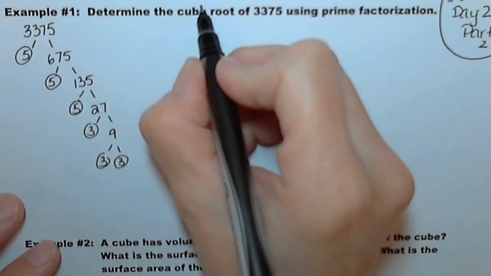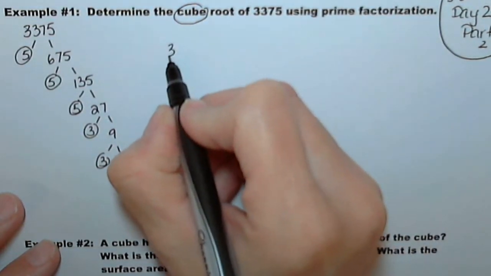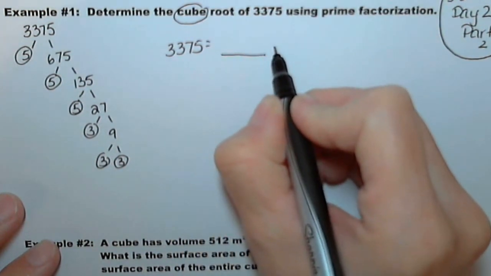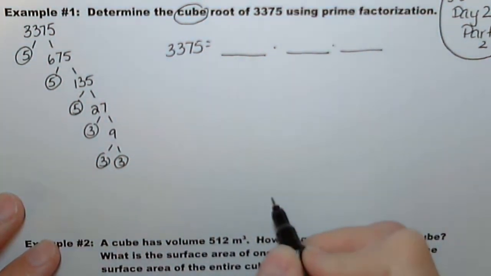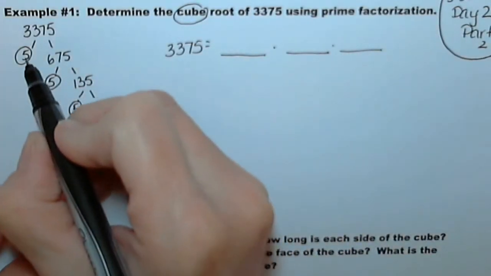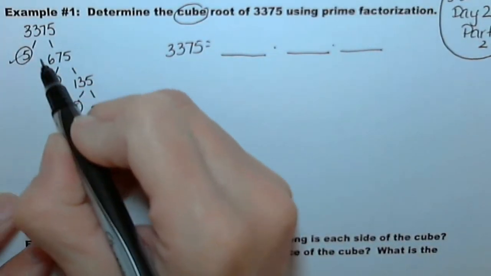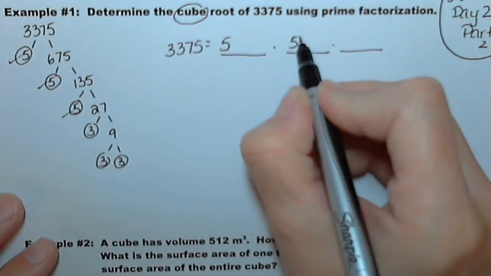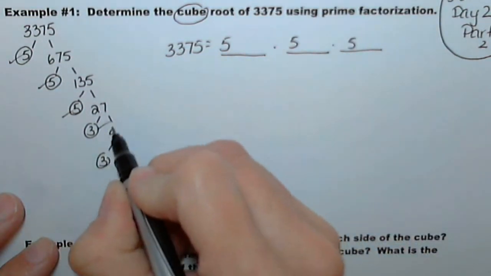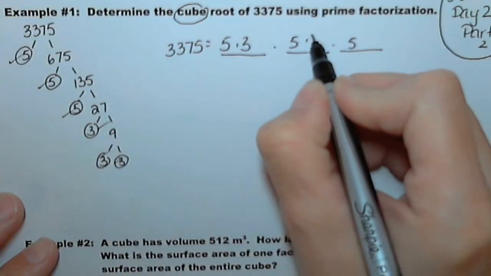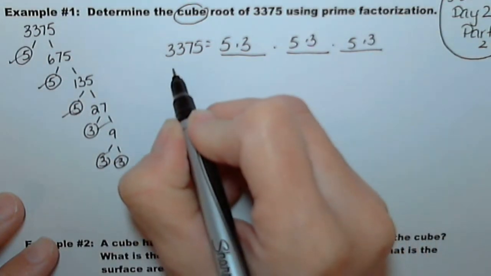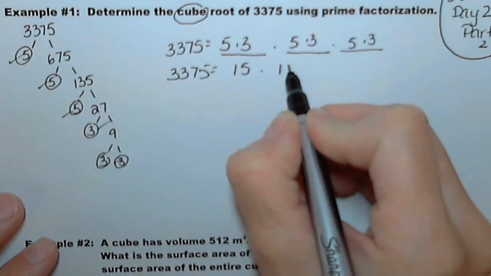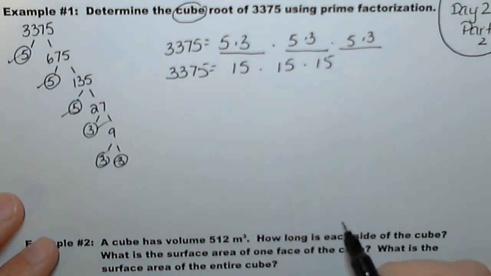Now, because we want a cube root, that means that we want to take 3375 and break it into 3 identical groups of numbers. We'll see if that's possible. Now take a look. There are 3 5s. 1, 2, 3. So I'm going to put 1 in each group. And there are 3 3s. So again, I'll put 1 in each group. That means that 3375 is 15 times 15 times 15.